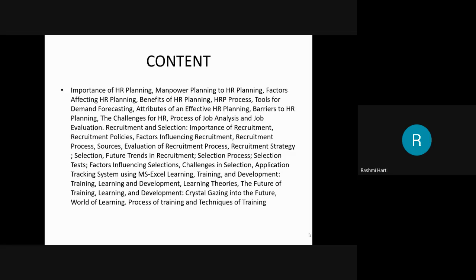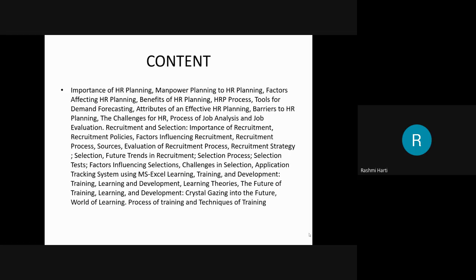So it is divided into four parts. One is human resource planning. Then another one is job analysis. Then you have recruitment and selection. And then you have training and development. So these are the four parts in which this particular module is divided.